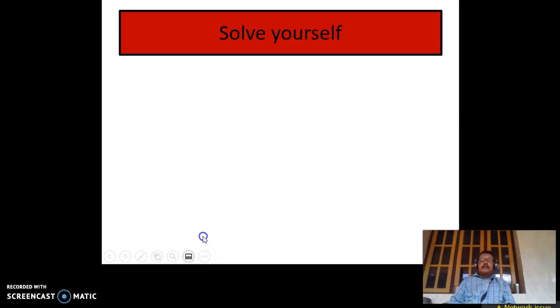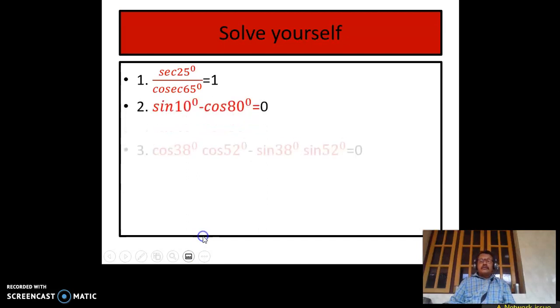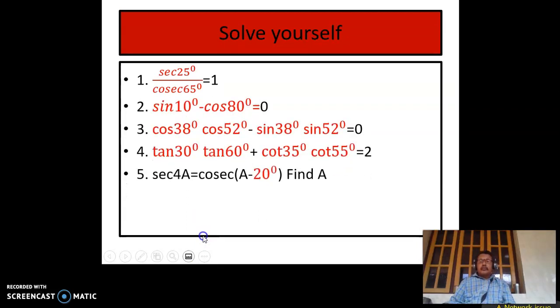Similarly, solve these yourself. These are simple problems, 2 marks.